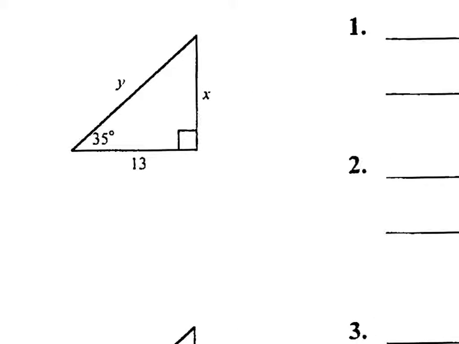So the first thing we said to do is label our sides. What's the y? X, opposite 13. So we're going to ignore the y for right now, and only focus on the x and the 13. What trig function uses O and A? Tan. So tan of 35 degrees is equal to the opposite x over the adjacent 13. Solve for x, tell me what you get.